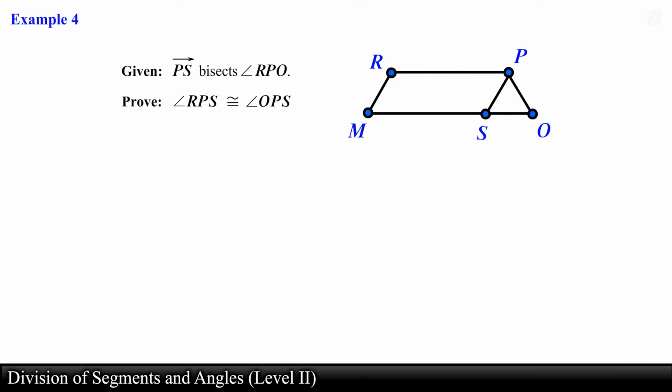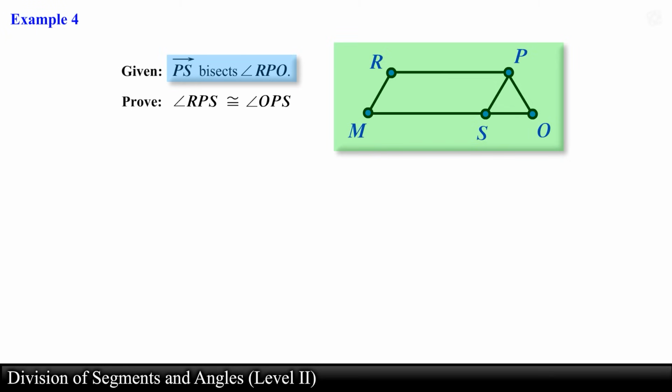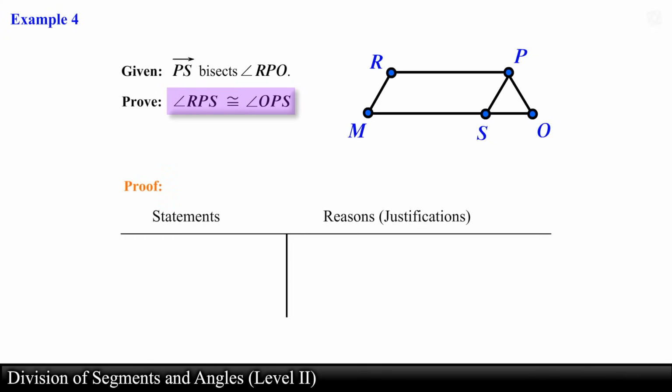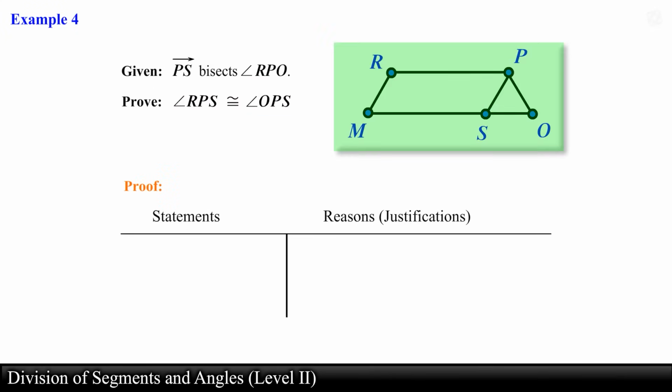Given that ray PS bisects angle RPO, prove that angle RPS is congruent to angle OPS. In this problem, we are provided with some geometric relations and a diagram. We are asked to show or prove that two angles are congruent. We're going to use a two-column proof to show that these two angles are congruent. Let's start by marking the diagram with the given information.